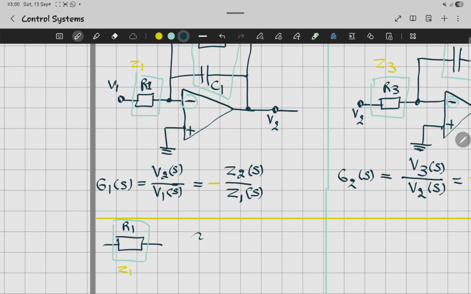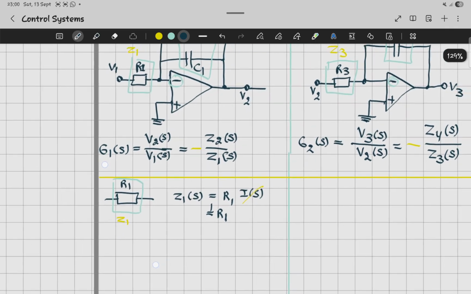So Z1(s) will be equal to R1. Remember, we're not going to consider the current. Let me just write down the current there, which we're going to simplify. We're going to remove the current in all the equations we're going to get, so we're just going to stay with only what is inside. Since all the current, we're going to cancel it out.